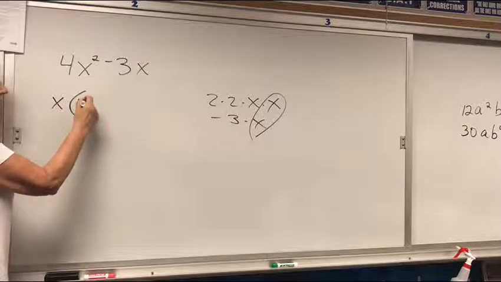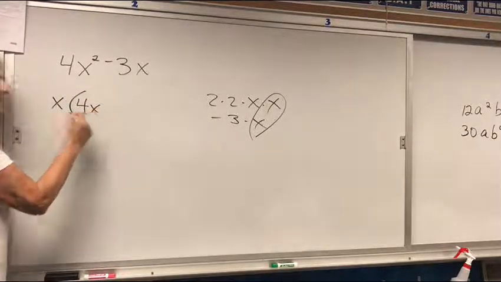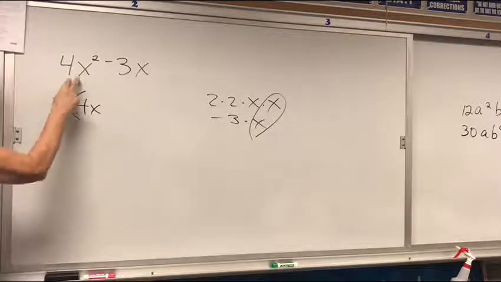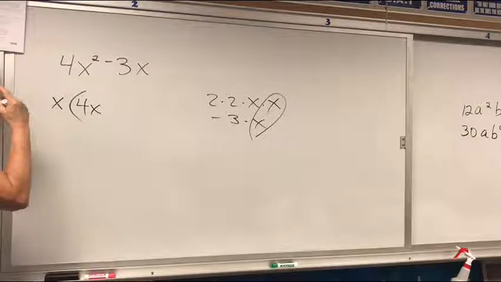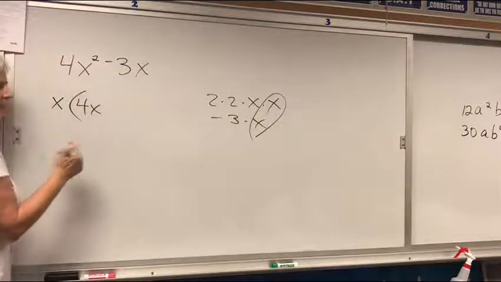4. That gives me 4x. Not enough. 4x times x is 4x squared. Always do a mental check. Yes. Okay, now how do I get back to negative 3x?